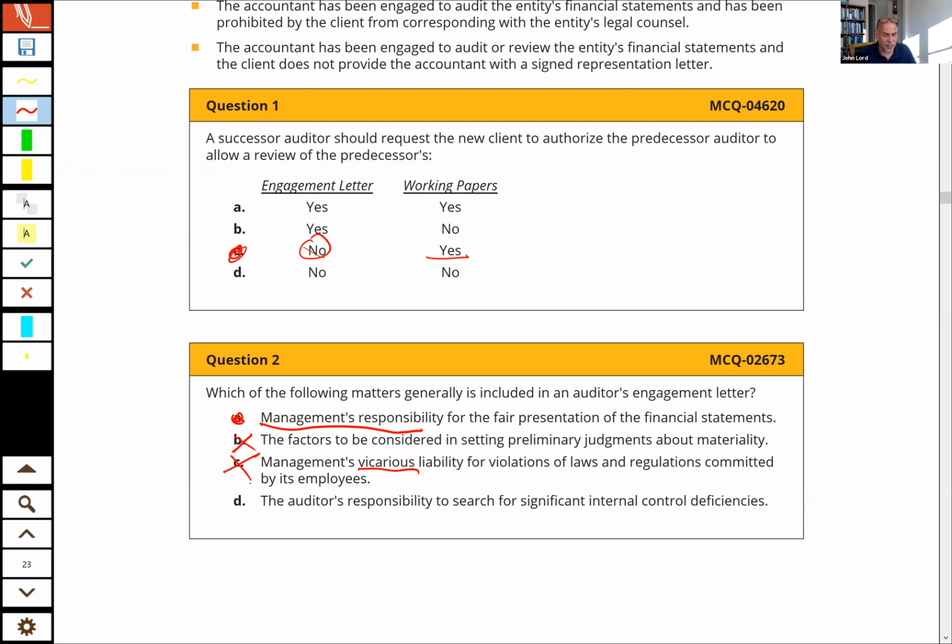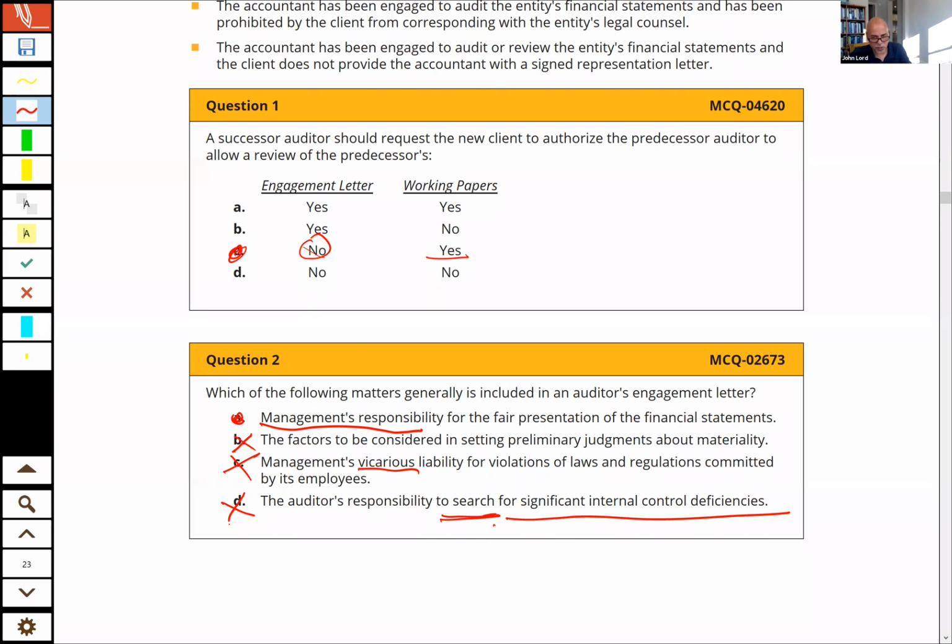Engagement letter at the beginning of the engagement, why would we be having that conversation? Auditor's responsibility to search for significant internal control deficiencies. We are not here to search for internal control deficiencies. We are here to do what?